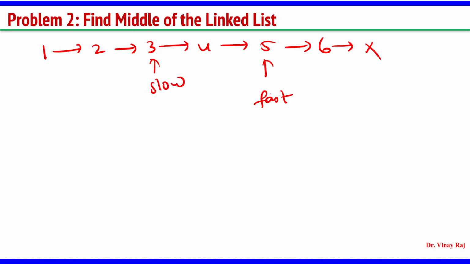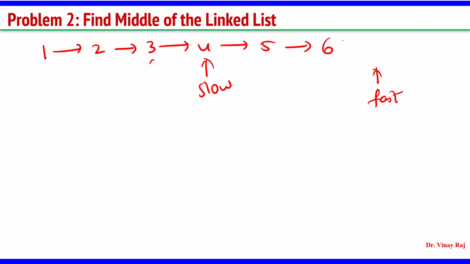Now see, fast next is not null, so it will try to go next, which is null. Here we don't have anything, fast is not pointing anywhere. After 6, do we have any element? After 6 we don't have any element. So when my fast was here, that's it, we reach the end. My slow was here at 3.